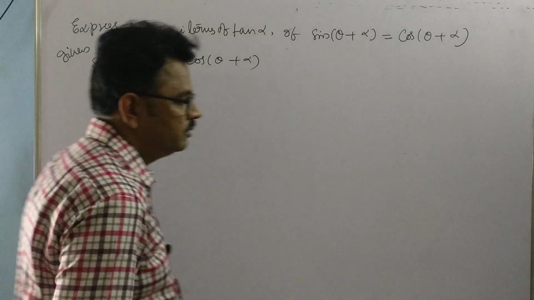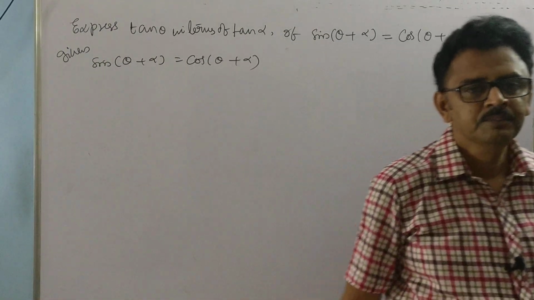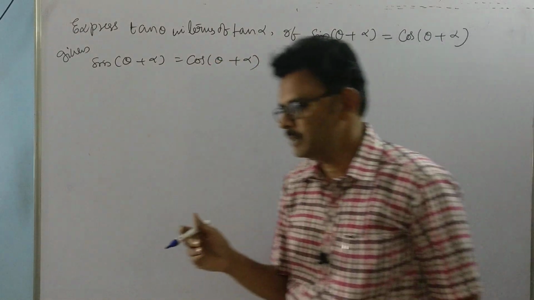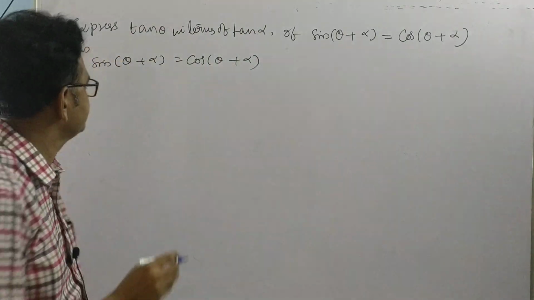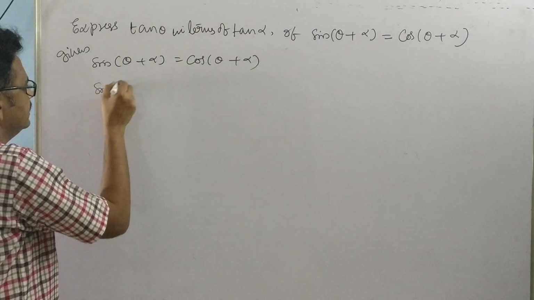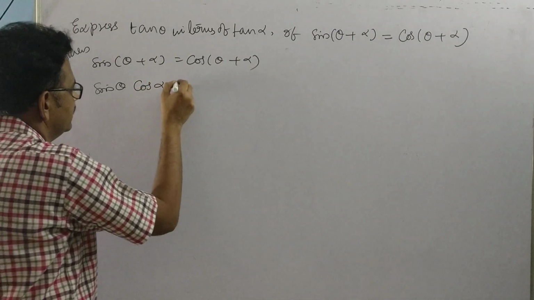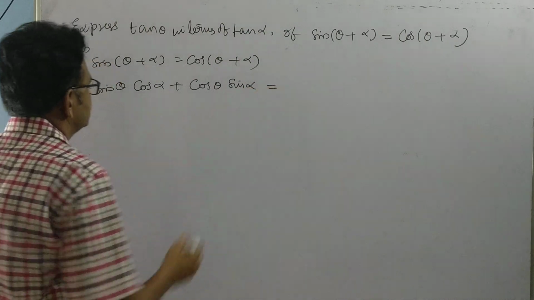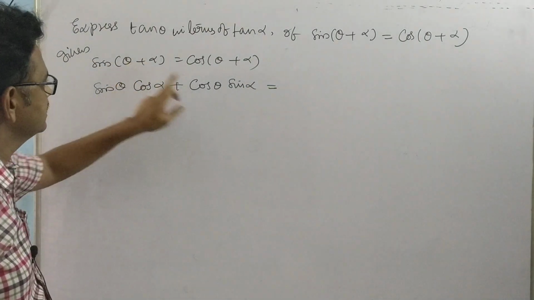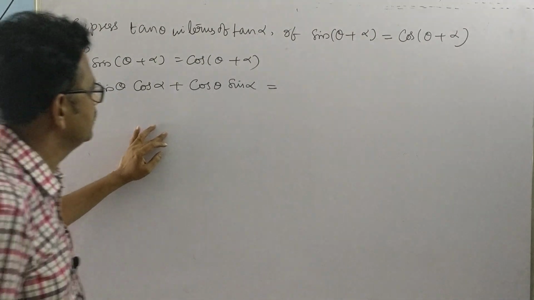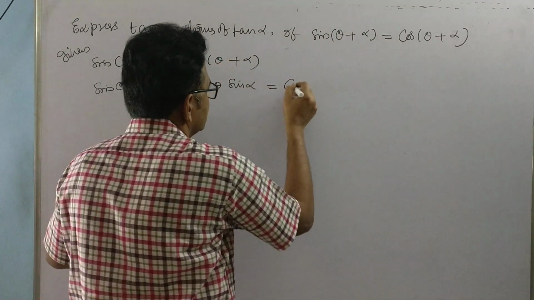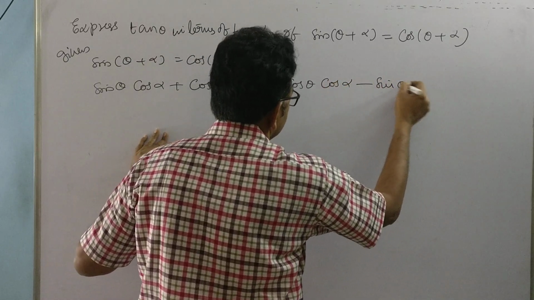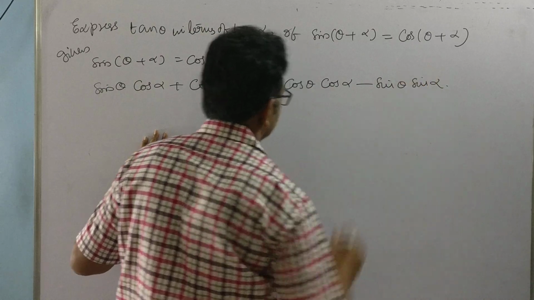Okay, so the first one is of sin of A plus B form, and the second one is of cos of A minus B form. So write the complete expansions for both. This is sin theta cos alpha plus cos theta sin alpha, which is sin A cos B plus cos A sin B, is equal to the cos expansion, cos theta cos alpha plus sin theta sin alpha.